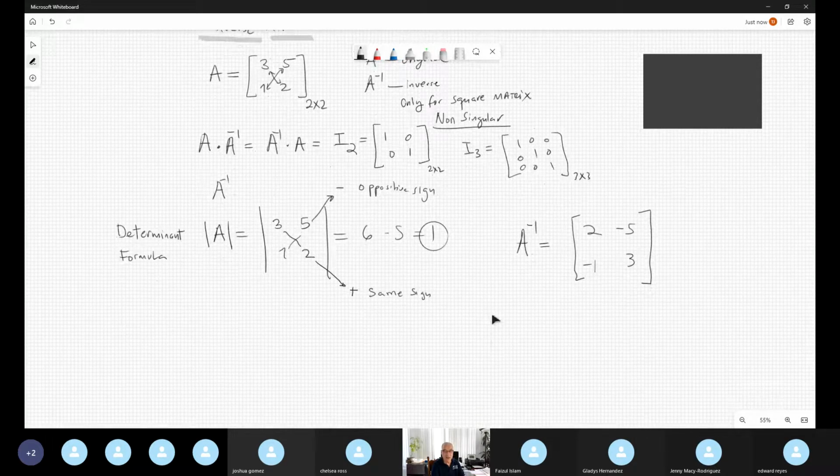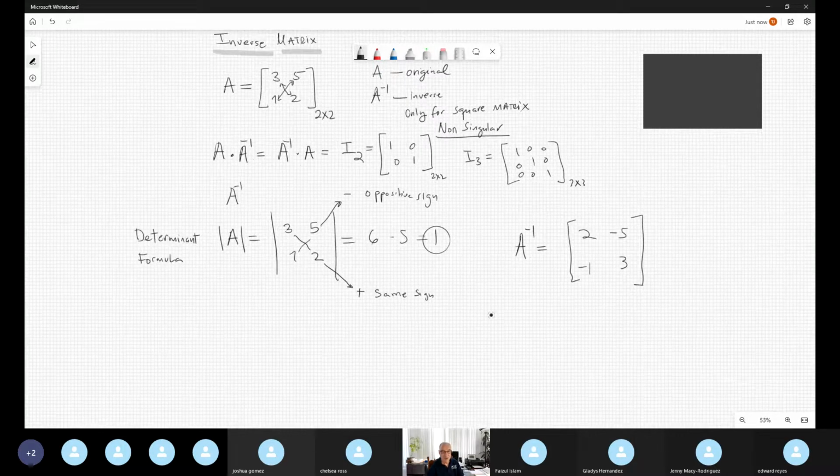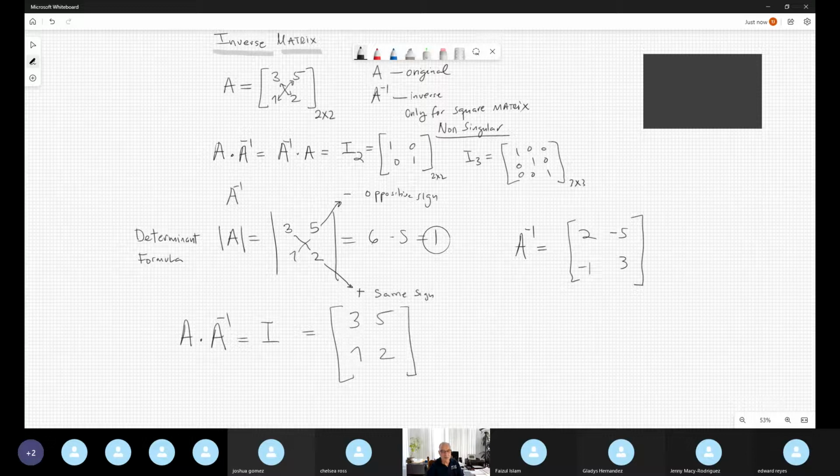Therefore, I guarantee you 100% that A times A inverse should be equal to the identity matrix. Let's do it to verify that. 3, 5, 1, 2, que es the original, times 2, negative 5, negative 1, 3. Let's do the multiplication.